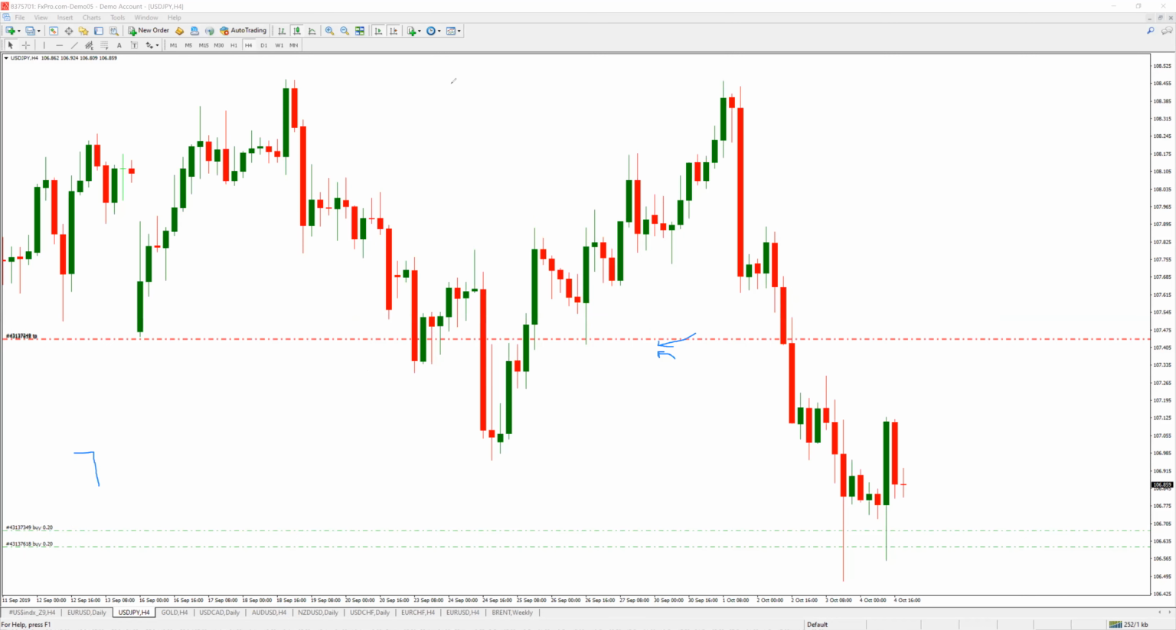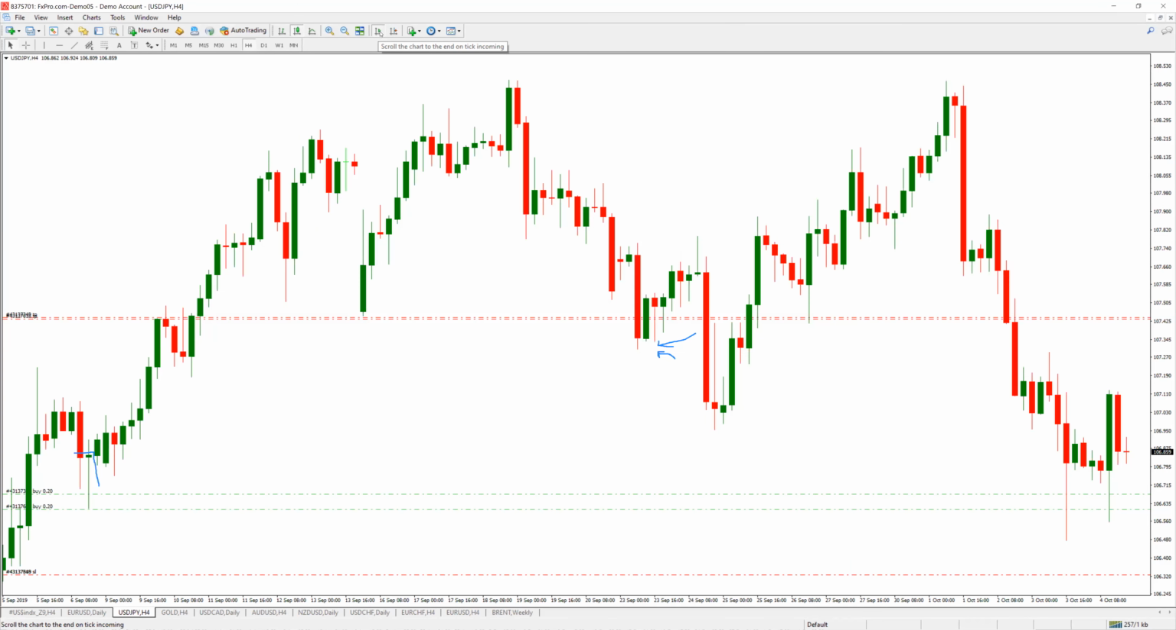This thing is not liking me today. Let me remove this here. There's this bullish candle here to your left. That's the zone I was working on. I'm on an H4 time frame.